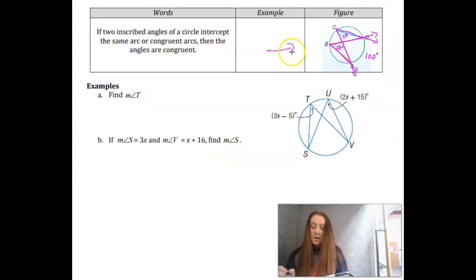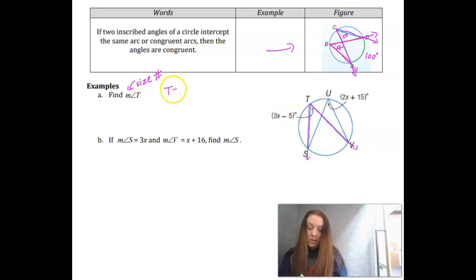My example is right there. On this circle, it looks pretty complicated. It says find the measure of angle T. Measure means size, so we want a number answer, just so you know, not just the expression. So angle T, what I notice is they tell me that angle T is equal to 3x minus 5. And then I know angle U, but you might say, well, what do we know? I don't know how much that arc is, but I know that angle U is equal to 2x plus 15.